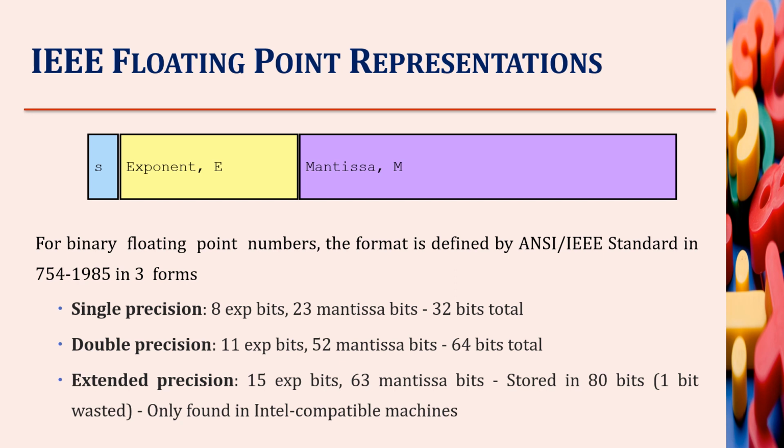In the case of extended precision format, it takes 80 bits for storing the floating point number. Out of these 80 bits, 15 are meant for the exponent part and 63 are for representing the mantissa part. Okay, so 15 plus 63 plus the sign bit. Okay, so we'll be getting only 79 bits. Out of these 80 bits, 1 bit is wasted here, and it is found only in Intel compatible machines.